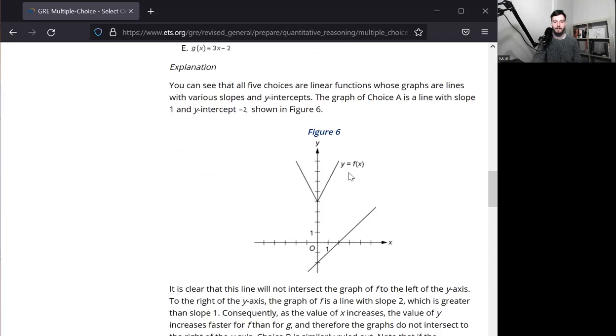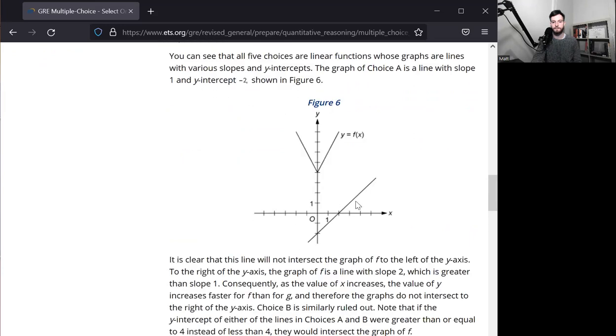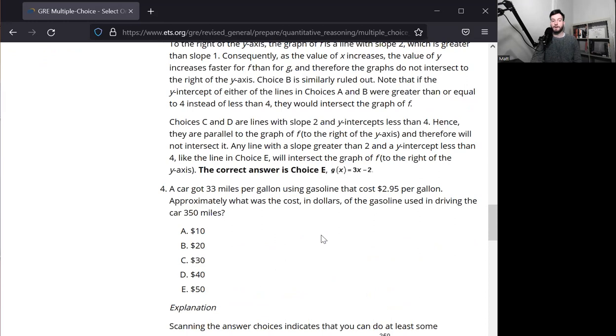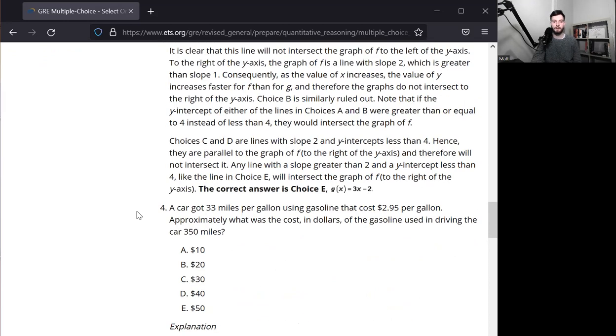All right. Here's an illustration, I think that's for the first one, yeah, for A. Okay, let's keep going. 4, a car got 33 miles per hour using gasoline that costs $2.95 per gallon. Approximately, what is the cost of driving 350 miles? So I'll give you a moment. Pause if you need.